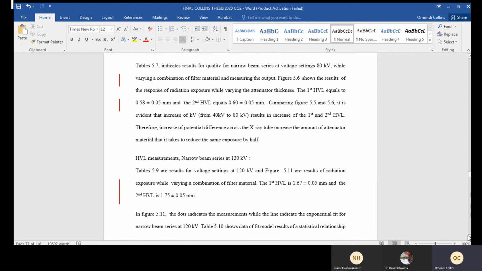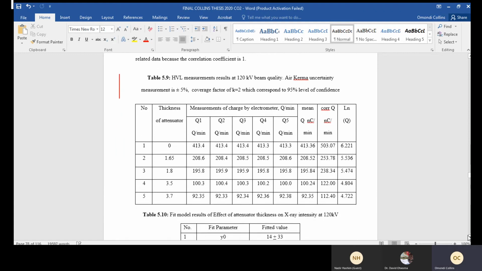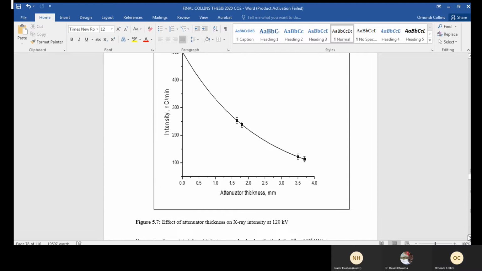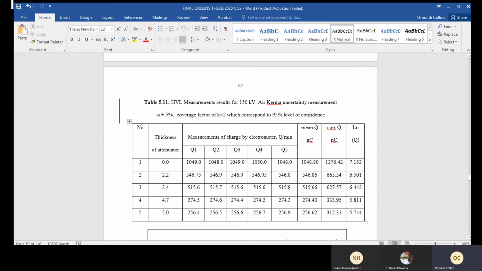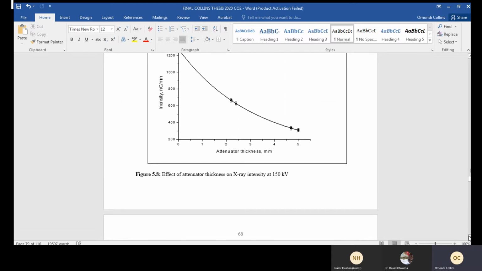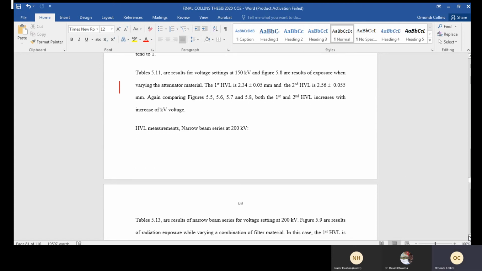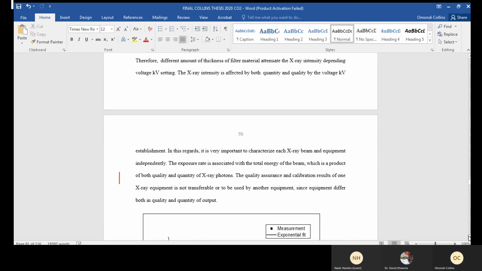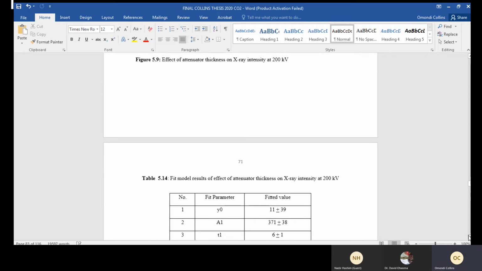For 120 kilovolts. Then the last one, for 150 kilovolts, basically the same. Then that's the result. Then 200, which is the highest in the lab.